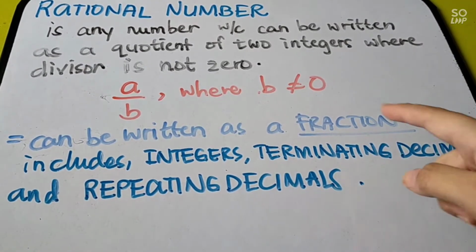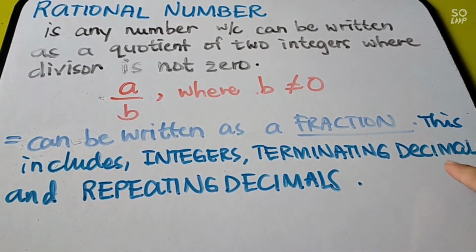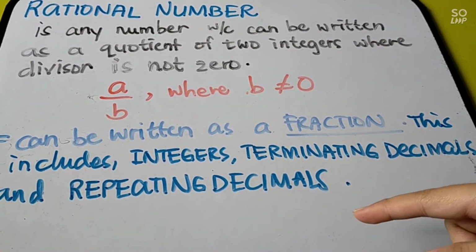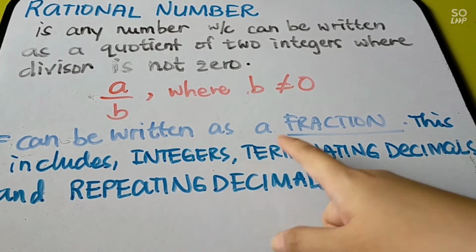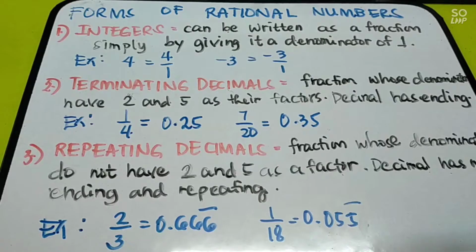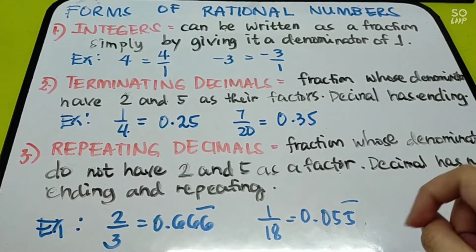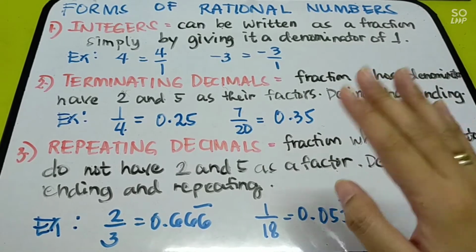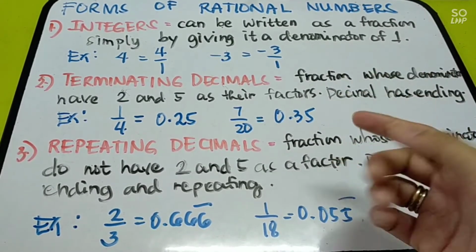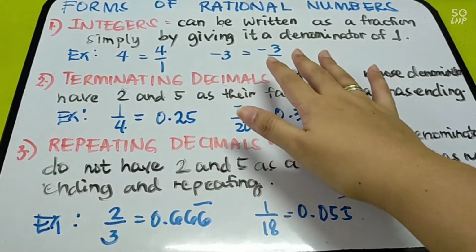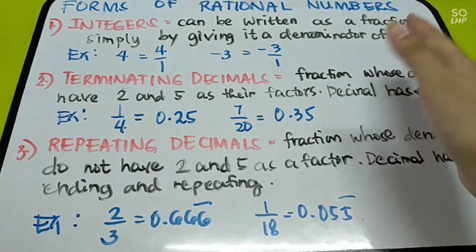So, this includes integers, terminating decimals, and repeating decimals. These three are the forms of rational numbers. Isa-isahin natin ang mga forms of rational numbers. Let us have the first one. We have integers. So, how can we rewrite integers into fraction? It can be written as a fraction simply by giving it a denominator of 1.